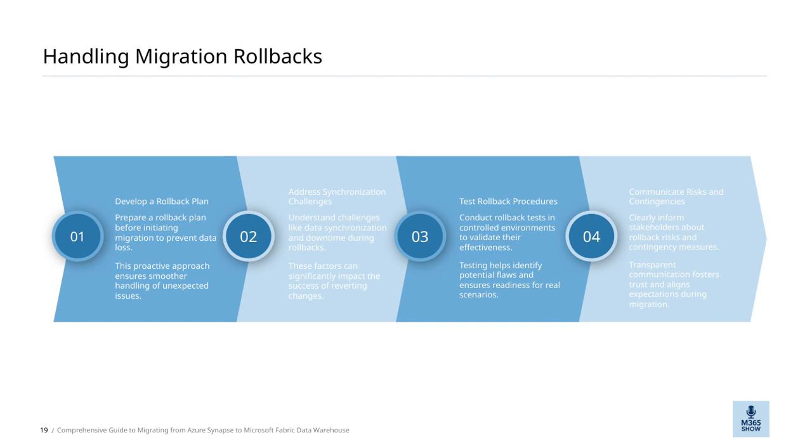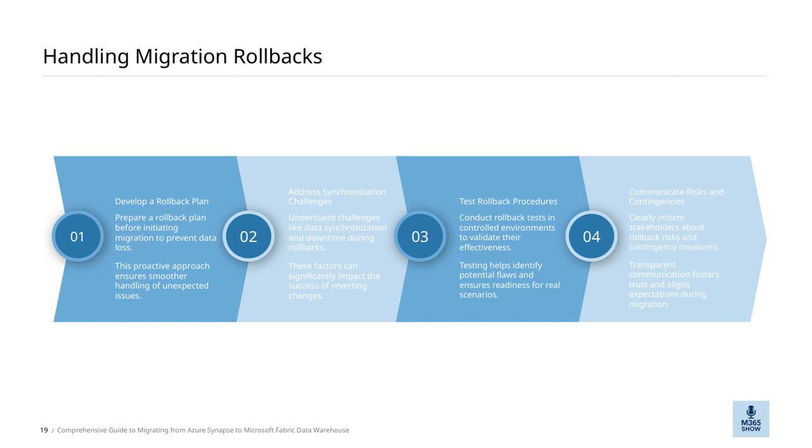Understanding the challenges involved is equally important. For example, data synchronization issues can arise, and there might be some downtime during the rollback process. These factors can really influence the success of reverting your changes, so it's vital to plan for them carefully. Another key point is to conduct rollback tests in controlled environments. Testing helps you identify potential flaws before you're in a real scenario. It's about gaining confidence that your rollback plan will work effectively when it's truly needed.